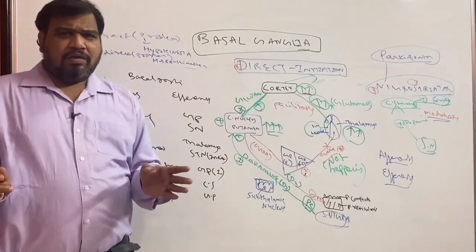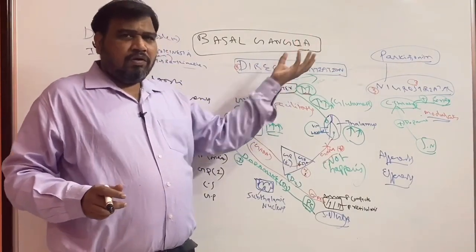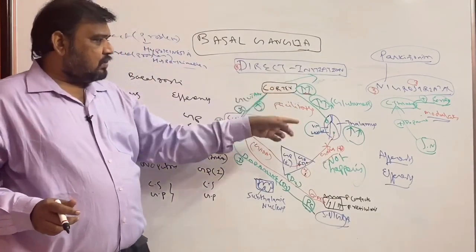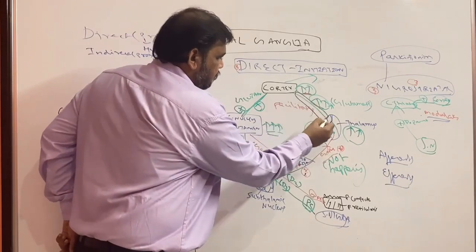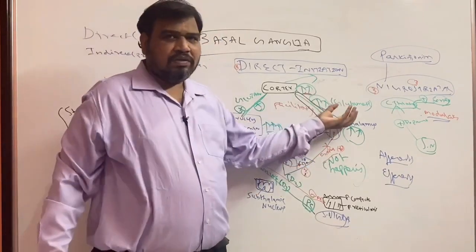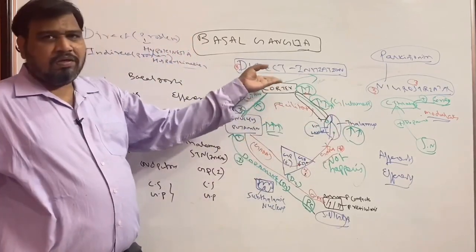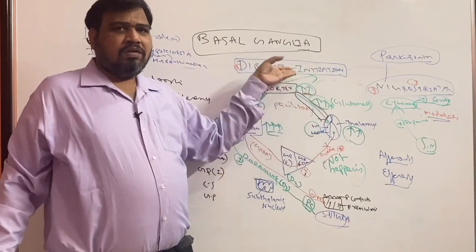Very important thing: there is no direct output from the basal ganglia to the cortex. The only route is the thalamus. You can see here, very important. All the internuclear connections of the basal ganglia will end up in thalamus. There is no direct connection to the cortex. From the thalamus only, the projections come to the cortex.